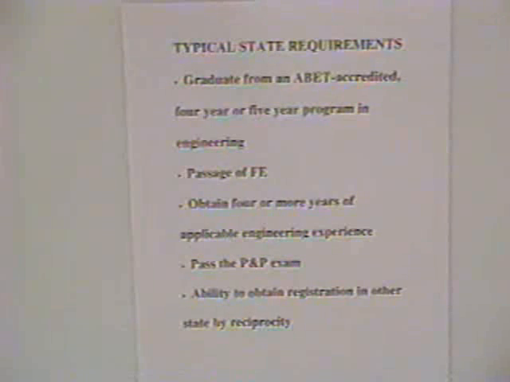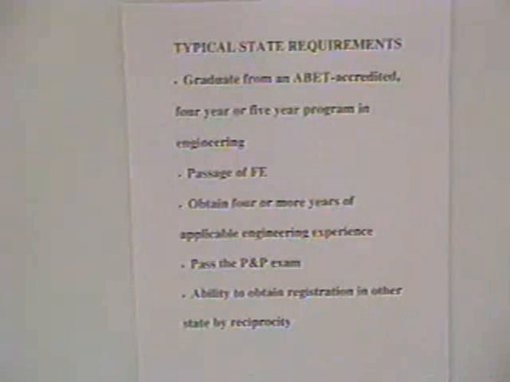The next step typically for states is to pass the Fundamentals of Engineering exam. The next step is usually to obtain about 4 or more years of applicable engineering experience. That again varies from state to state. Not all the states require this much experience. Some require more, but this would be a typical requirement. This is, for instance, what's required in the state of Texas for you to become licensed as a professional engineer.